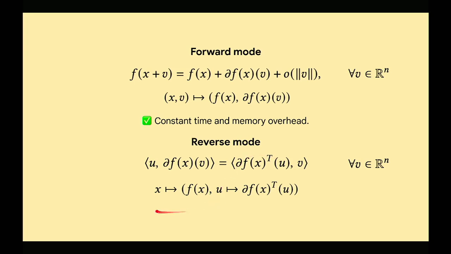So now we'll be taking a point x. We will be computing the output value, and we will also be returning another function which, given the vector u here on the other side, will give us exactly that quantity, the application of the transpose of the linearization of the function. So that's reverse mode AD.